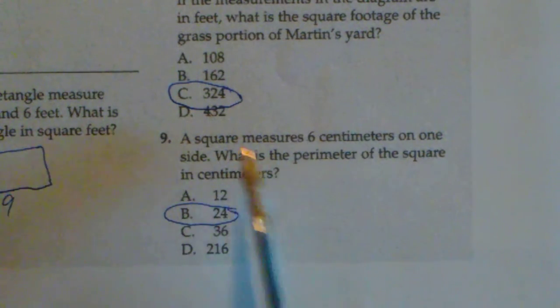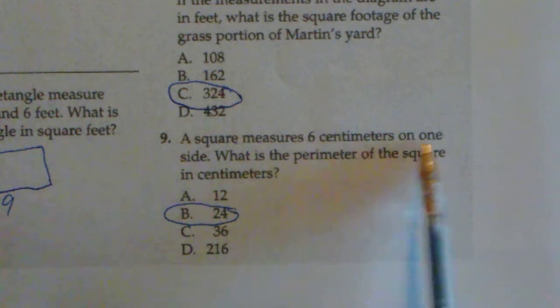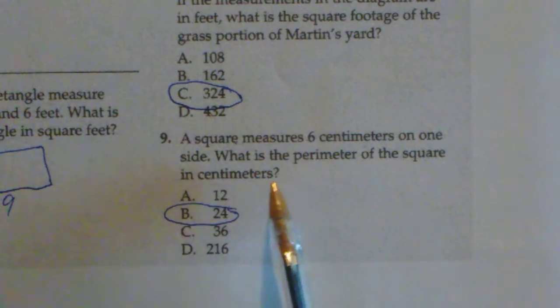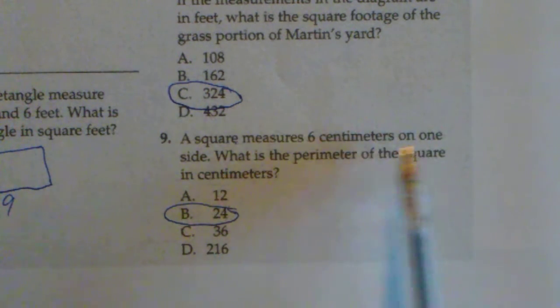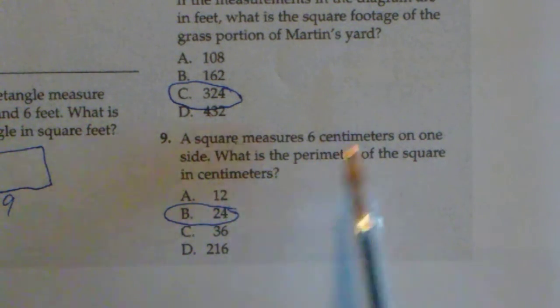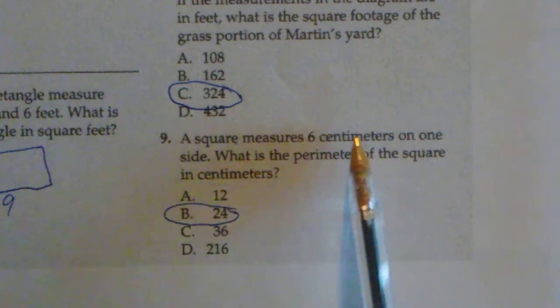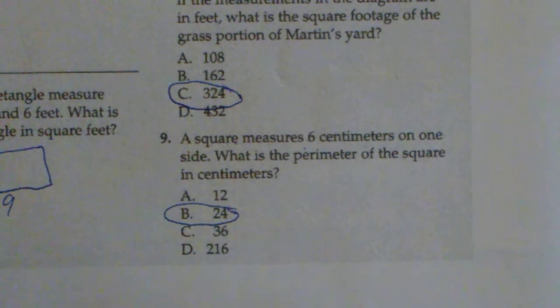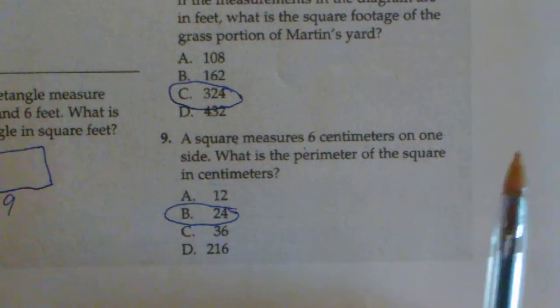Let's see. Square measures 6 centimeters on one side. What is the perimeter of the square in centimeters? They're both centimeters. I thought maybe they tricked us and said, it measures 6 meters on one side, what is the perimeter in centimeters? But they didn't, because we're not really working on converting centimeters to meters. Anyway, 4 times 6 is 24. That one couldn't be easier.